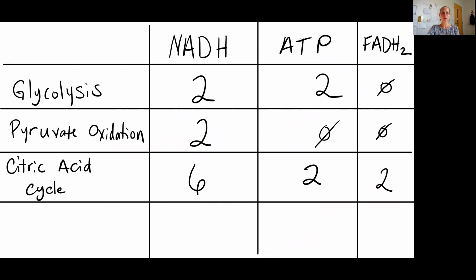So again, here's our chart to keep up with our totals here. For the citric acid cycle, because it happened 2 times, we want to make sure that we're adding up a total of 6 NADH molecules, 2 ATPs, and 2 of those FADH2 molecules.